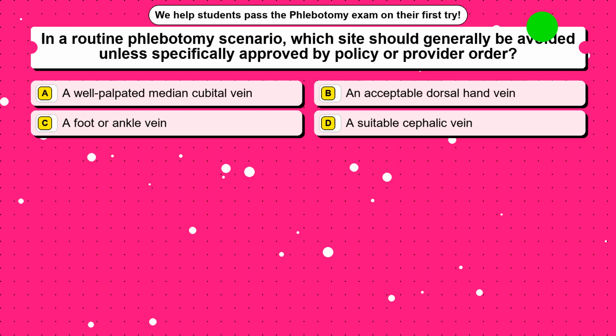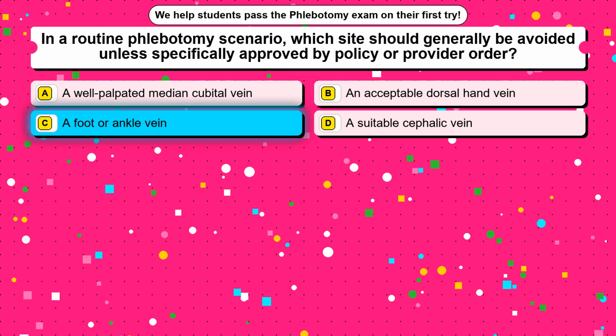Question 39. In a routine phlebotomy scenario, which site should generally be avoided unless specifically approved by policy or provider order? Option A. A well-palpated median cubital vein. Option B. An acceptable dorsal hand vein. Option C. A foot or ankle vein. Option D. A suitable cephalic vein.